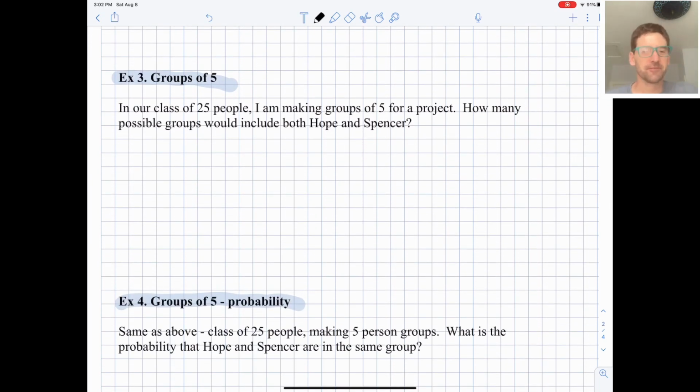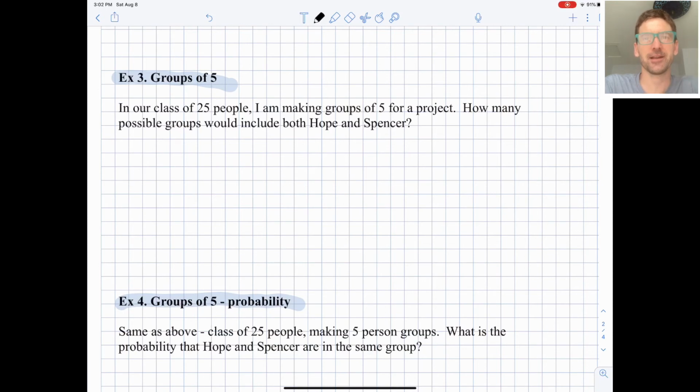Next one, we're making groups of 5. So same class of 25 people. I am making groups of 5 for a project. How many possible groups would include both Hope and Spencer? This is like one if you watch the video with the stuffed pug and wombat animals. It's very similar. Let's pretend Hope and Spencer are already in the group.